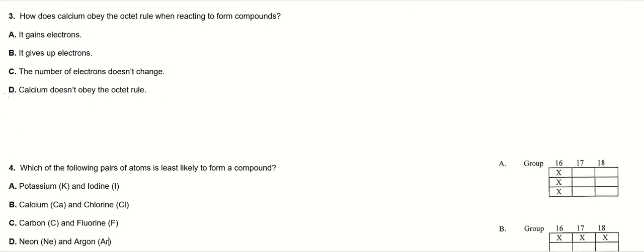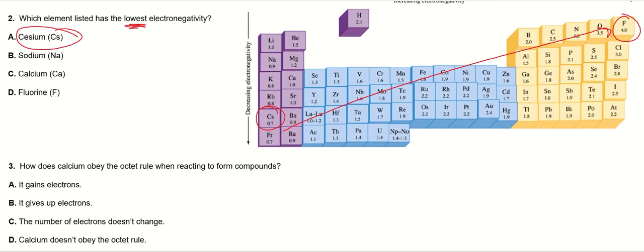How does calcium obey the octet rule? Calcium is, let me just show you where it is. Calcium is over here. It's an alkaline earth metal. It's group 2. So those elements have 2 valence electrons. They're going to lose those 2 valence electrons to have the electron configuration of the previous noble gas, which is not on here, but that would be neon.